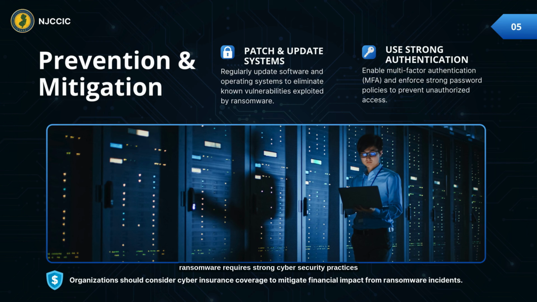Preventing ransomware requires strong cybersecurity practices. One of the most important steps is to regularly patch and update systems. Software updates fix known vulnerabilities that attackers often exploit. Another critical measure is strong authentication. Using multi-factor authentication and strong password policies helps prevent unauthorized access. Organizations that consistently maintain these security practices significantly reduce their risk of ransomware attacks.